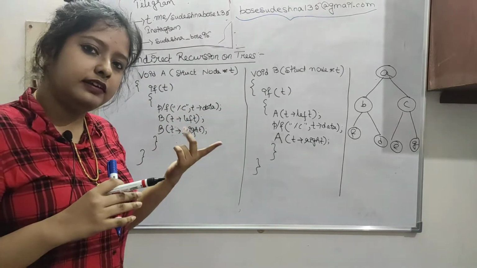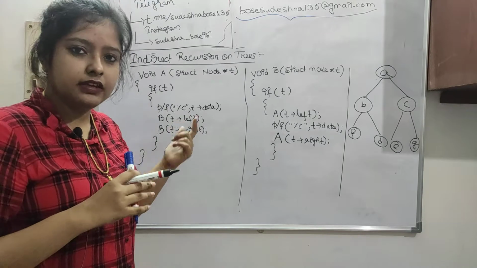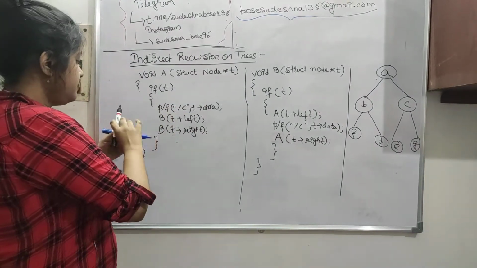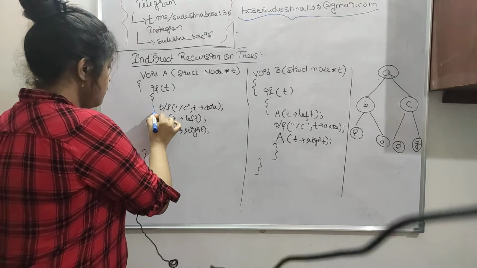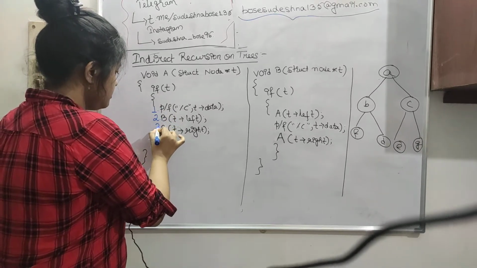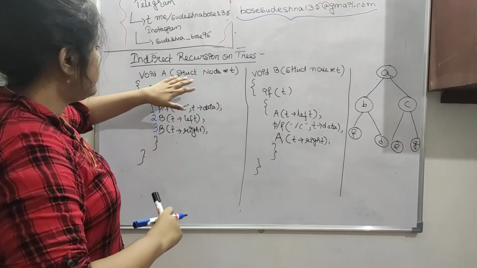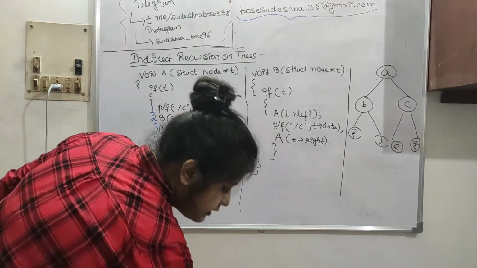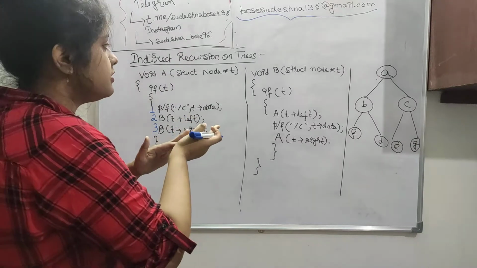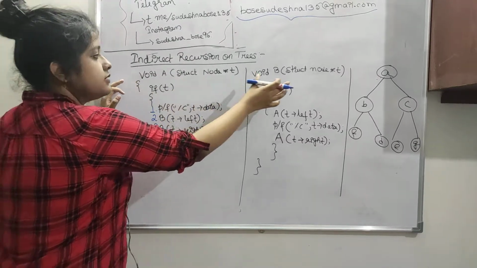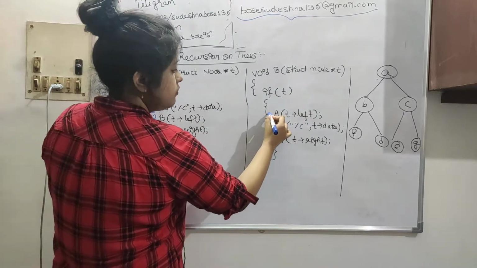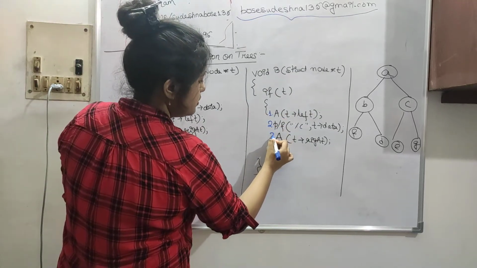We have already done triple order. See, it was easy, right? So we will continue with this only. Same thing, we will point it as 1, 2, 3. This is void A, struct node star T. Here it will be given that this is void A, this is void B, which means it is again another function. So again 1, 2, 3.